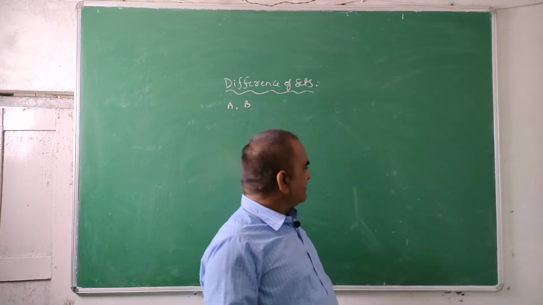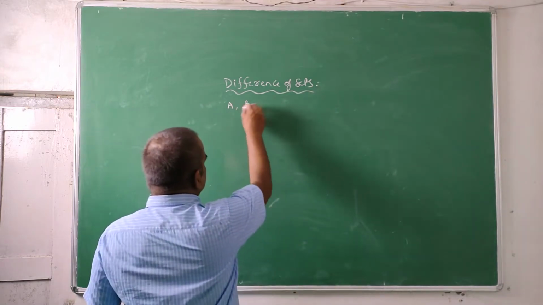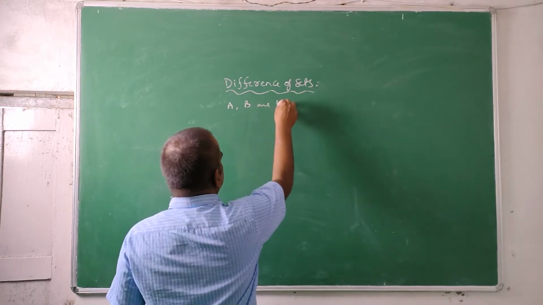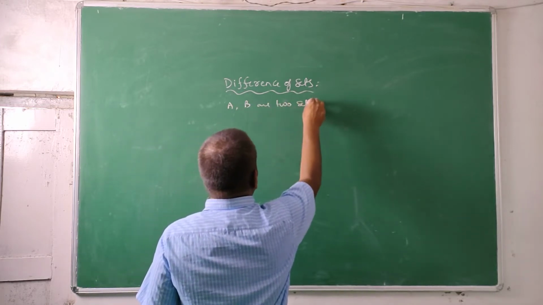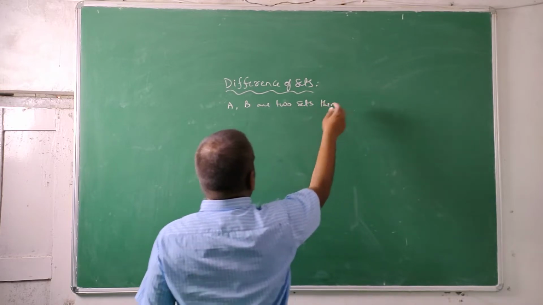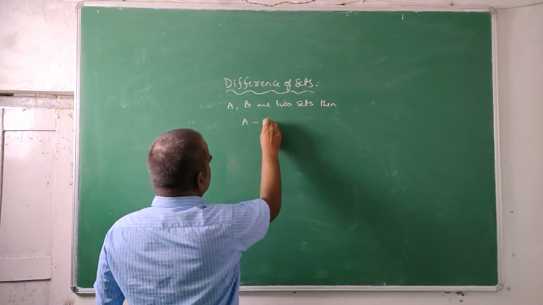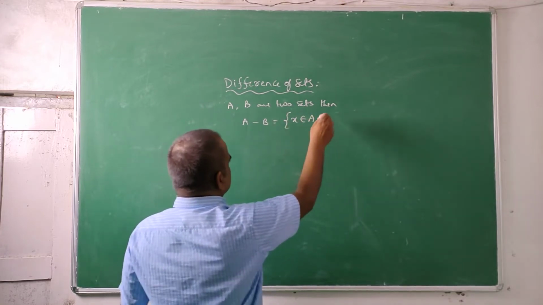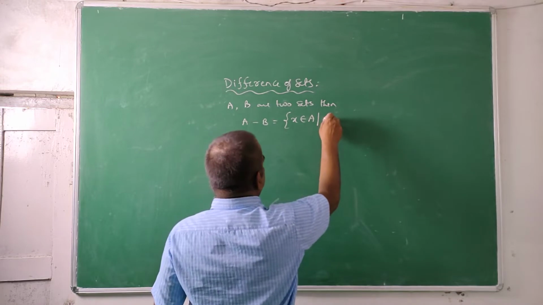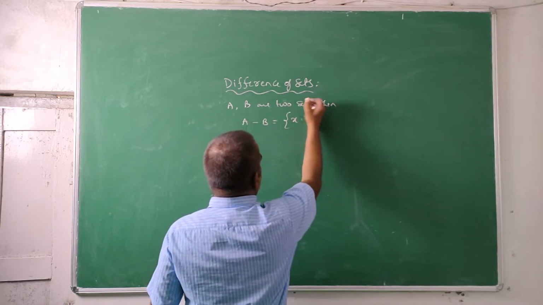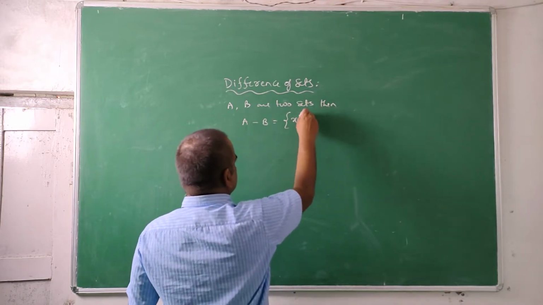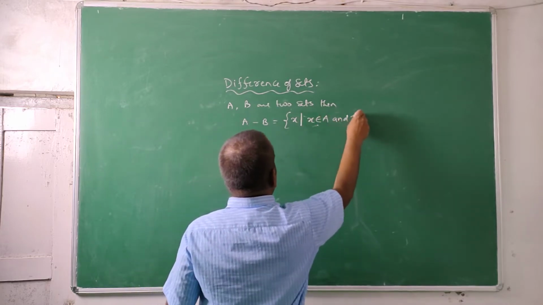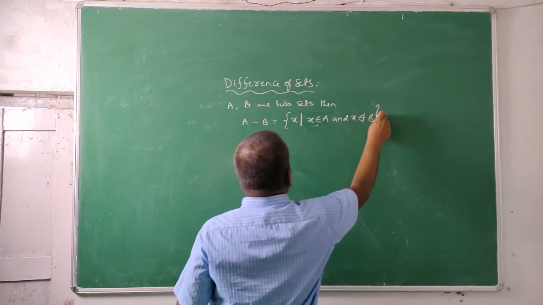For example, first let us write the definition. A and B are two sets. Then A minus B is the set of all x such that x belongs to A and x does not belong to B.